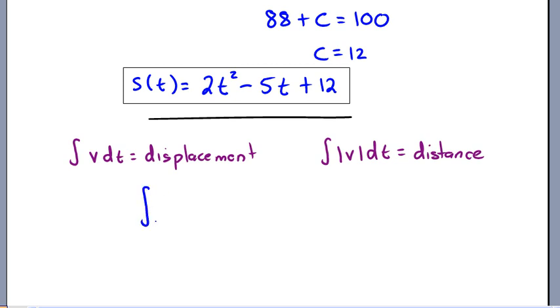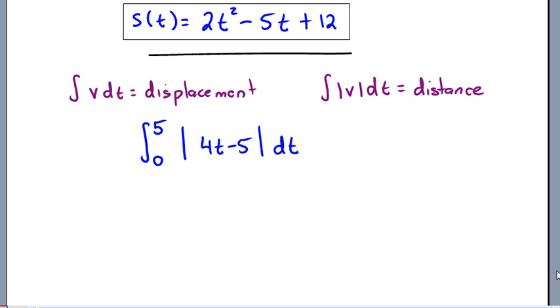So I'm going to go from their request here, time 0, out to time 5, and I'm going to do the absolute value of 4t minus 5. Once I put those absolute value bars on, now I'm talking about speed. Okay, choices. How do you go about doing this? You can do it by hand if you want. You'd have to notice that when time is 1.25, this 4t minus 5 is going to change sign. So you'd have to integrate first to 1.25 and find out how much distance you've got, and then integrate again.